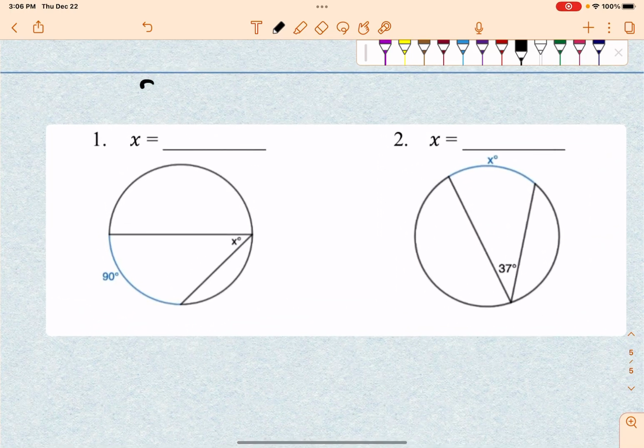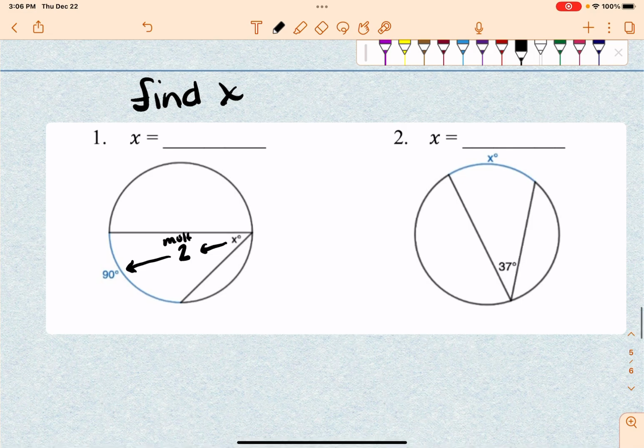Both of these just want us to find x. In this one, the circle has this x angle that's over here. It is not through the center. So whatever x was, I would have had to multiply it by 2 to get to 90. So x must have been 45 degrees, because 45 times 2 is 90. Or if you want to work backwards, you can do 90 divided by 2, which gives you 45.